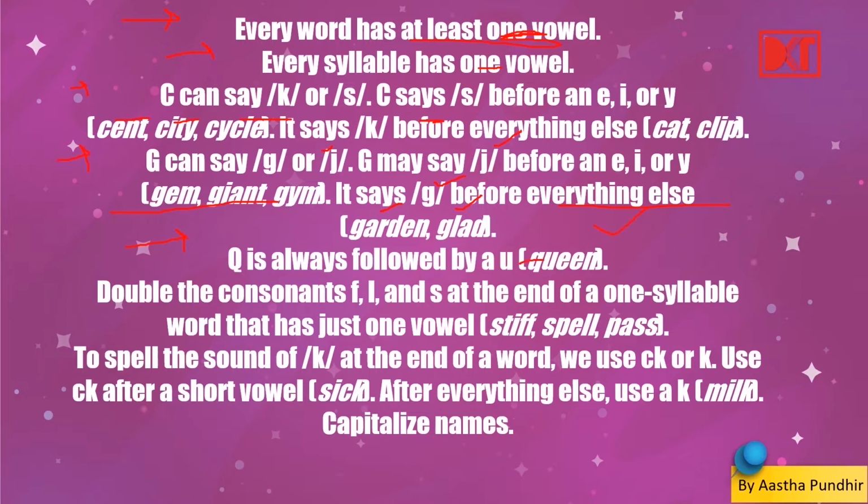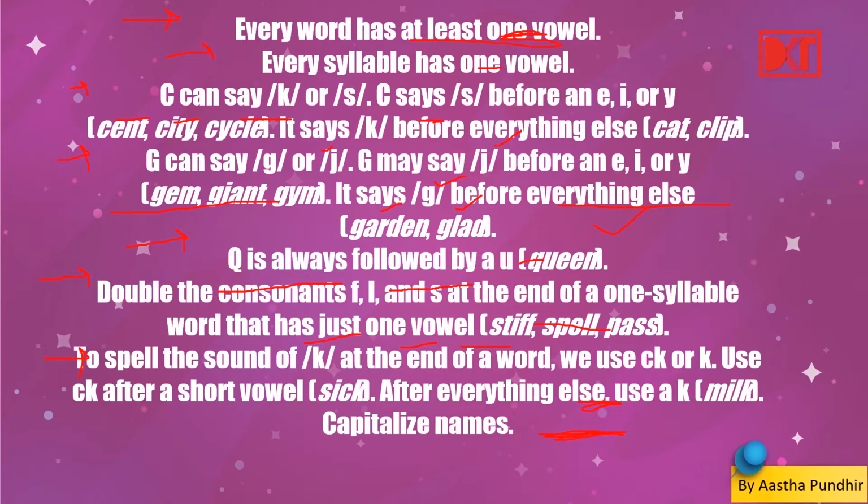Queen. Okay. Now other, double the consonants F, L, S at the end of a one syllable word that has just one vowel. So you double these consonants F, L and S at the end of a one syllable word. Stiff, spell, pass, they are one syllable words and have only one vowel. So we double the consonants in the end. Alright. Then spell the sound of K at the end of a word. We use either CK or K. Here let's see. CK is used after a short vowel, like sick, short vowel. But after everything else we use K, like milk.